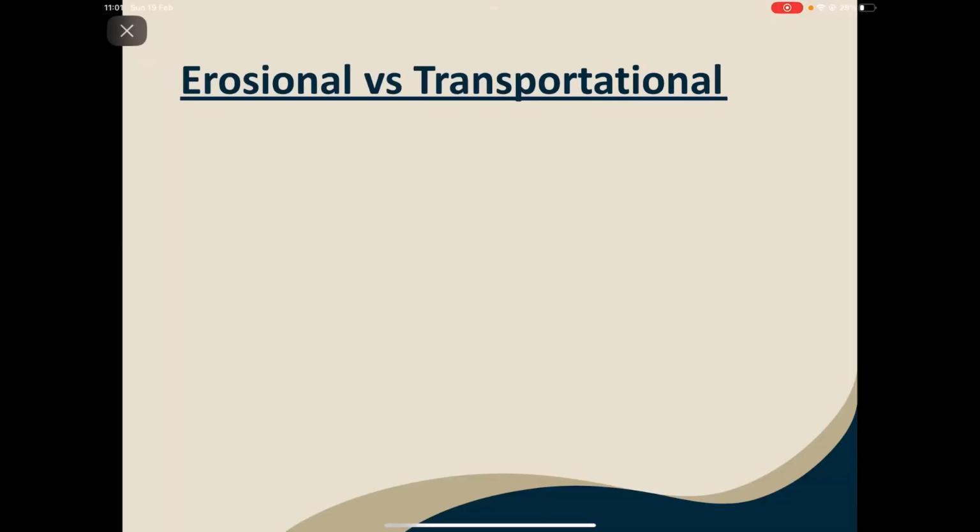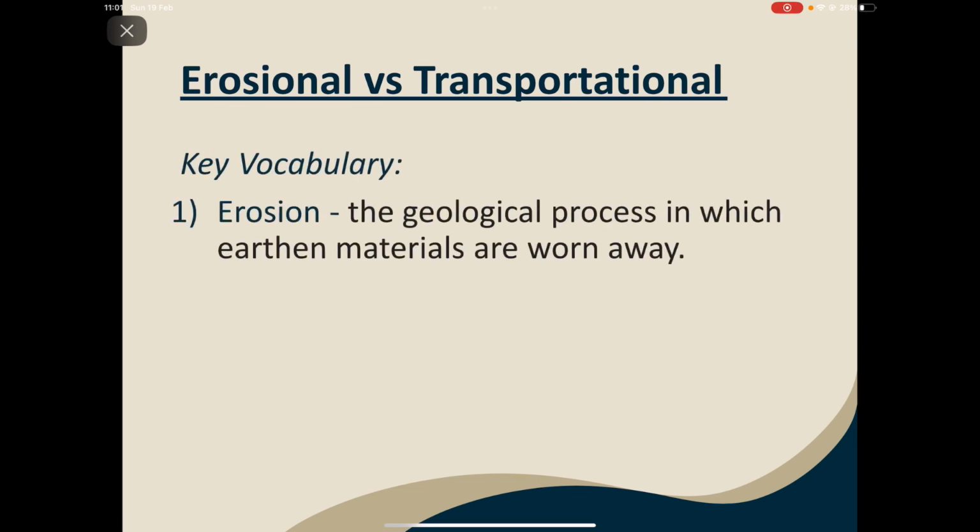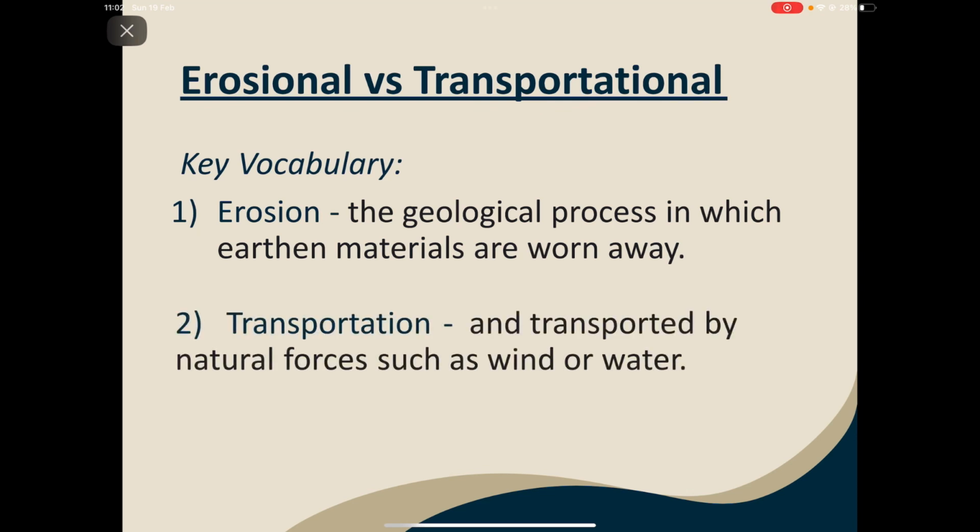So, let's have a look at the definitions for both erosional and transportational. When we talk about erosion, this is talking about the geological processes. So, we're talking about things like rocks, the actual underground bit of where the river is, but this is about where they're worn away, and there are different ways that these rocks are worn away. And then transportation links into erosion, but it's sort of the next part of the definition. So this is when those materials that have been worn away are transported. It's in the name. It's being transported somewhere else.